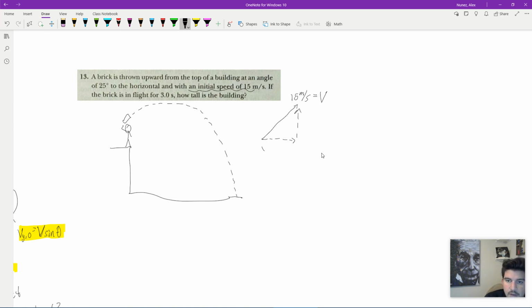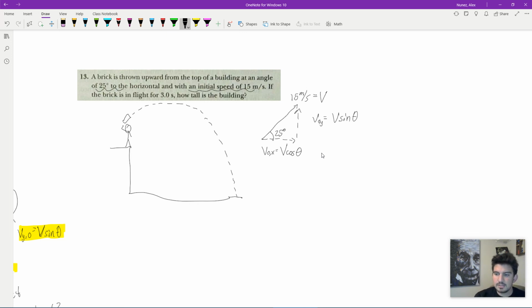Okay. If we want to find the initial horizontal component of our speed, we do big V times cosine of theta. And if we want to find the vertical component, we do big V times sine of theta. Well, we also know theta because it says 25 degrees to the horizontal. That's just a fancy way of saying if you have a horizontal line, you're measuring 25 degrees up from that, which is exactly what this triangle is. Okay. So this gives me this triangle here.